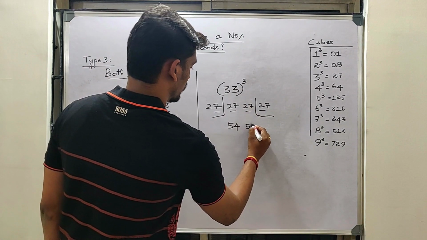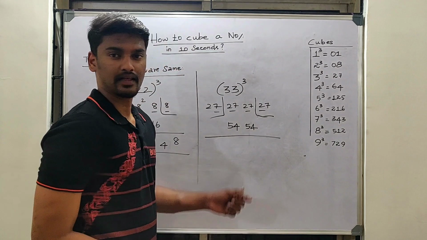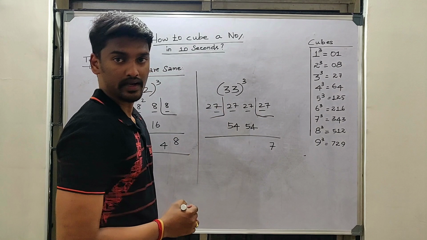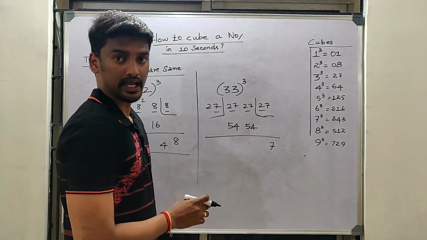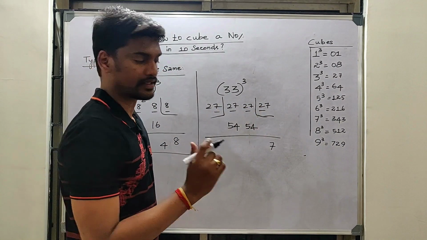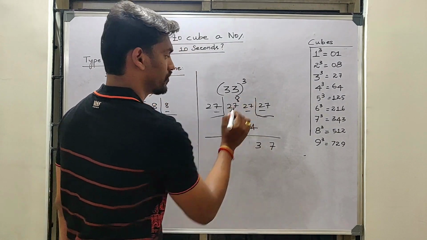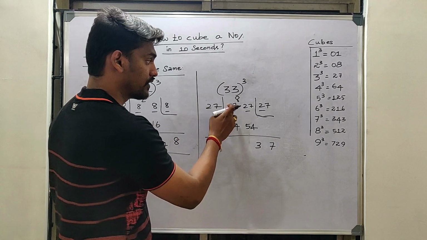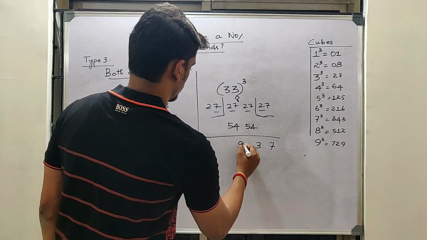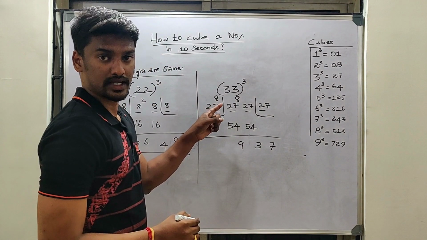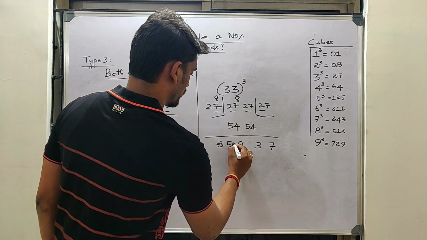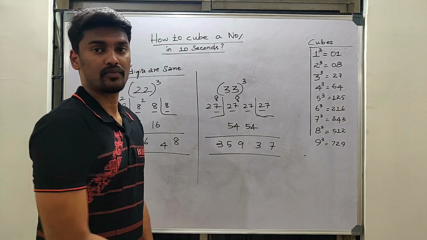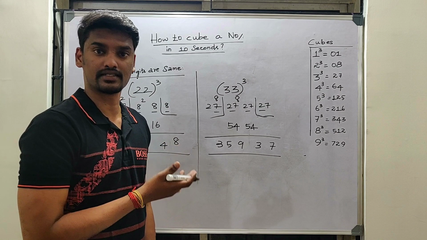So again 54. Then it is a normal addition. So 7, we have to write 7. The 2 will be carried over here. So 54 plus 27 is 81. 81 plus 2 it is 83. So we have to write 8 over here. So we know that 54 plus 27 is 81. 81 plus 8 it is 89. Okay. So 27 plus 8 it is 35. So the answer for this question is 35937. Similarly, you can try for numbers like 44, 55, 66 and so on.